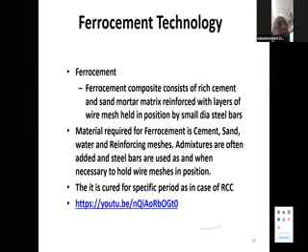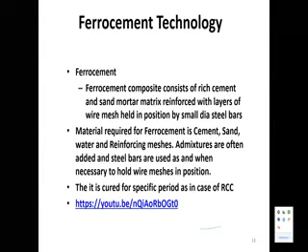Then it is cured for a specific period, as in case of RCC. I will show you the video.